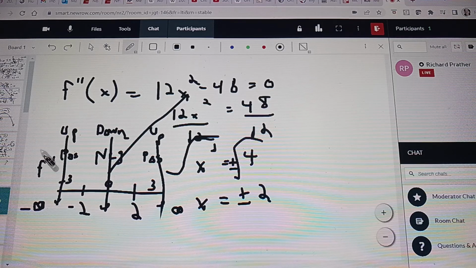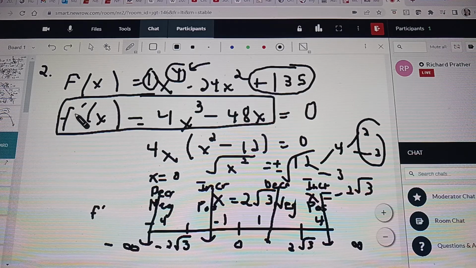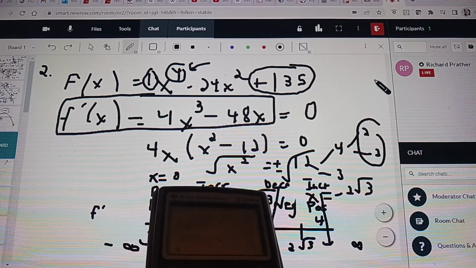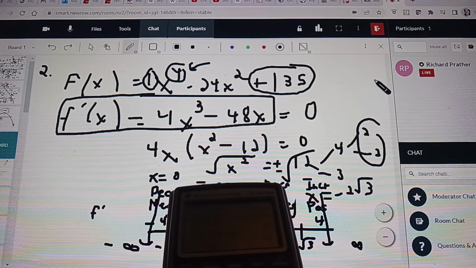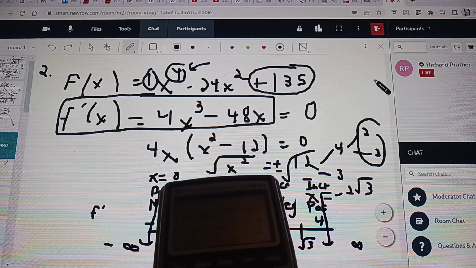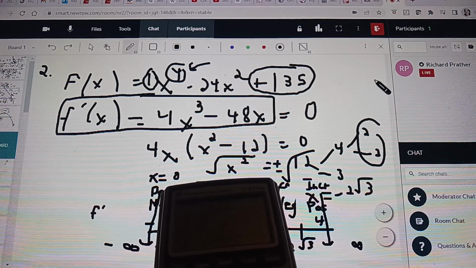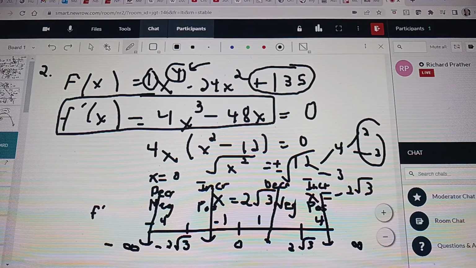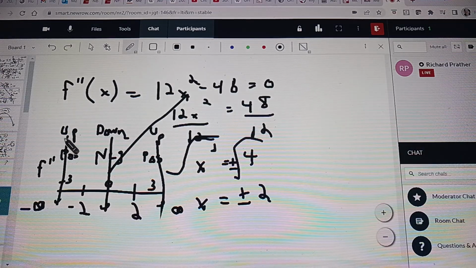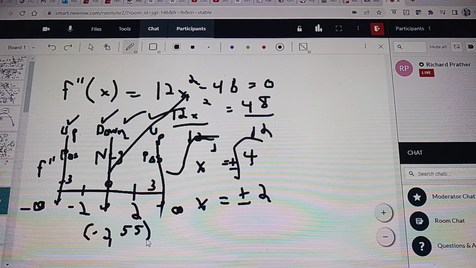And if we want to know the inflection points, which we probably do, then we're going to have to plug 2 and -2 into the original problem. Although if I plug one in, the other one will have the same answer because of the exponents. So if I do 2 to the 4th power minus 24 times 2 squared plus 135, I'm getting 55 for that. So the two inflection points, these are inflection points because we switched from up to down and then we switched from down to up. -2, 55 and +2, 55 are two inflection points.